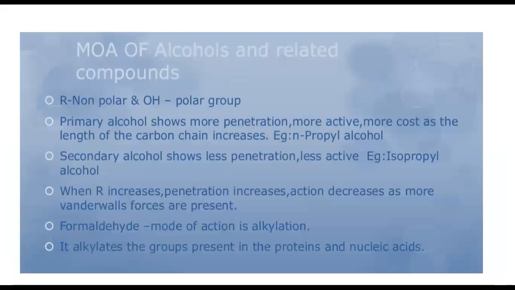So here we have non-polar and polar groups. Primary alcohol shows more penetration, more active, more cost effective as the length of the carbon chain increases. So the best example to quote here is n-propyl alcohol. And when we change the carbon chain, we increase the efficacy of the molecule. Secondary alcohol shows less penetration capacity. They are less active. Example is isopropyl alcohol.